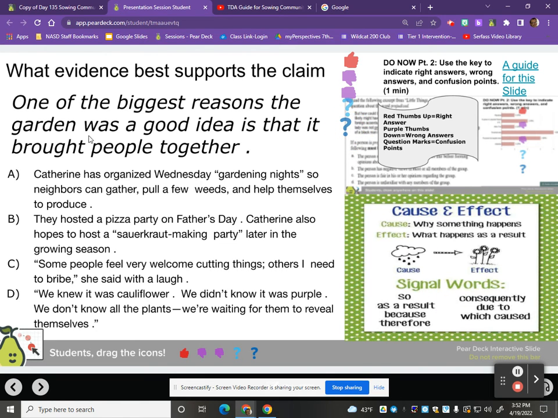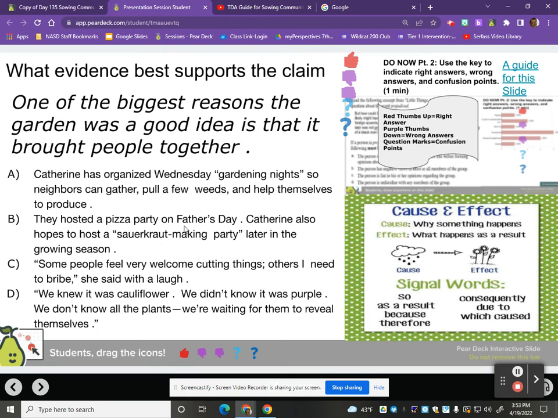Okay. So one of the biggest reasons the garden was a good idea is that it brought people together. What supports that claim? A, Catherine has organized Wednesday gardening night so neighbors can gather, pull a few weeds, and help themselves to produce. Well, I can definitely not count that one out, so I don't think that gets a purple. B, they hosted a pizza party on Father's Day. Catherine also hopes to host a sauerkraut making party later in the growing season. That is bringing people together too.